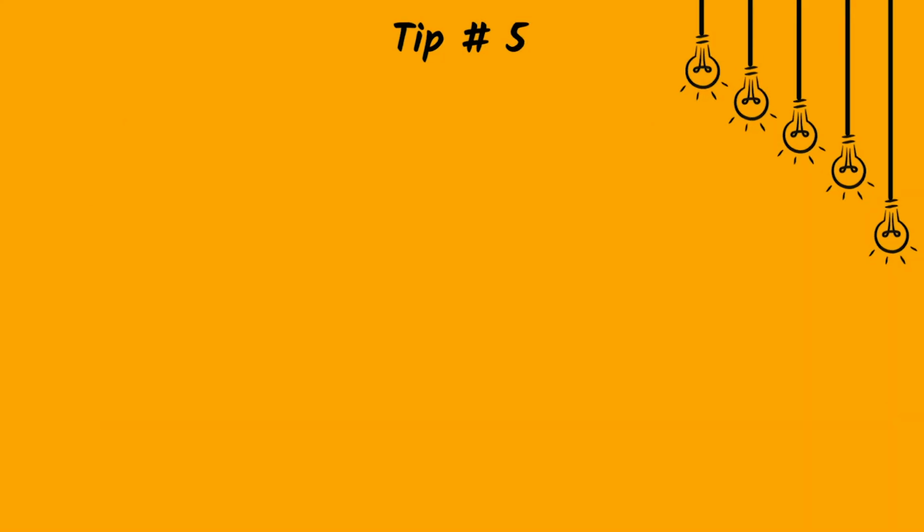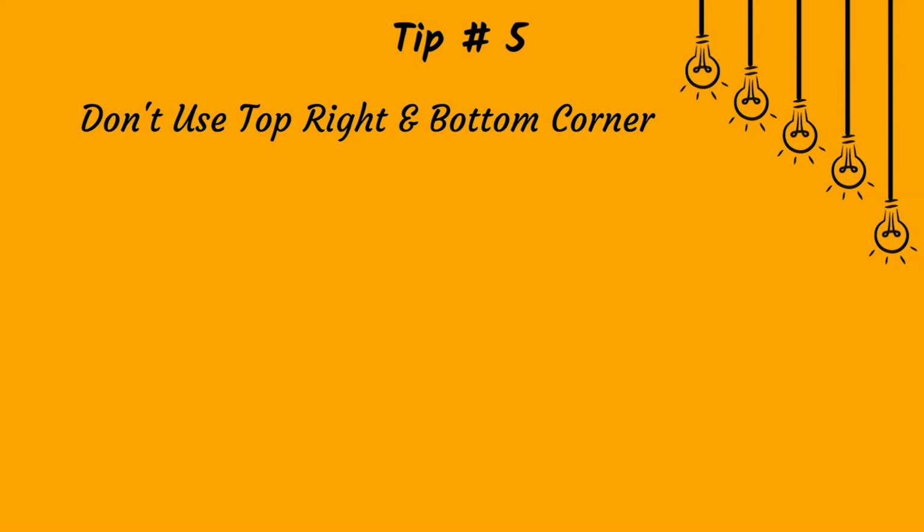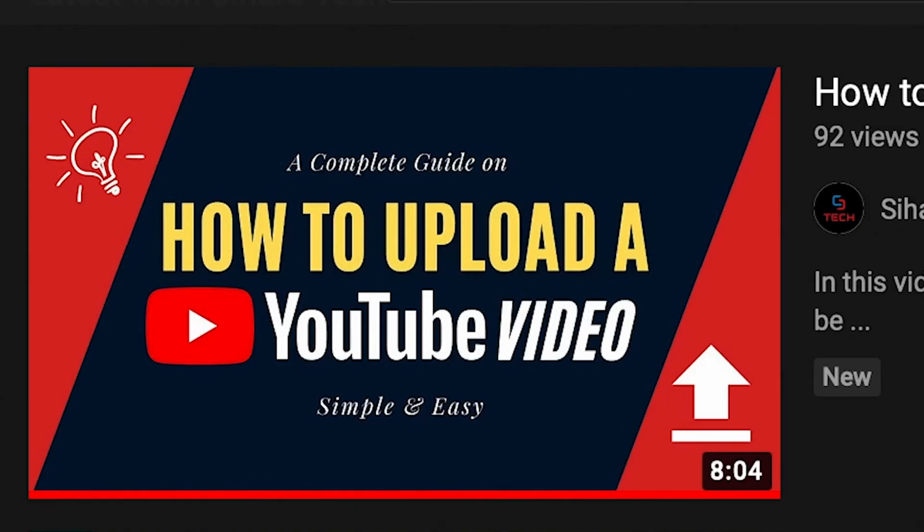Tip number 5. Do not use the top right and bottom corner to show something you are focusing on, as at the bottom right, video duration is shown, and on the top right corner, there are a few icons which YouTube shows when you move your cursor over a particular video.